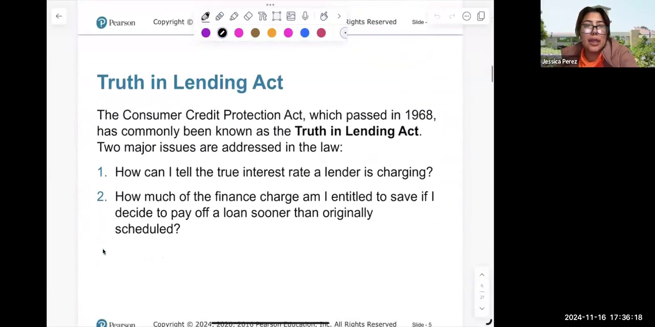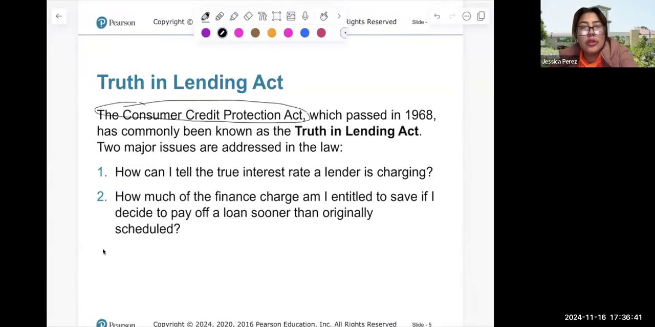The Truth in Lending Act, which was passed in 1968, was part of the Consumer Credit Protection Act. The other name before was the Consumer Credit Protection Act.